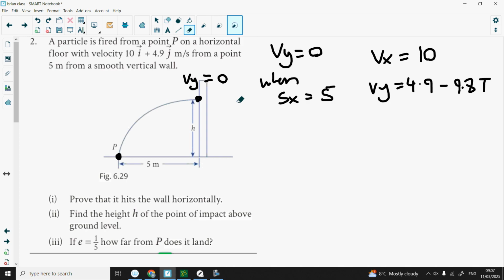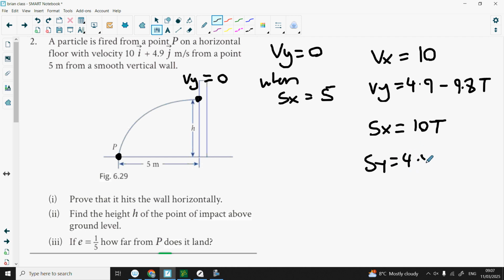Now, what's after that then? Sx, which is 10t, and then Sy, which is 4.9t, half at squared, minus 4.9t squared, all right? We have our 4 equations, we've got to use them.